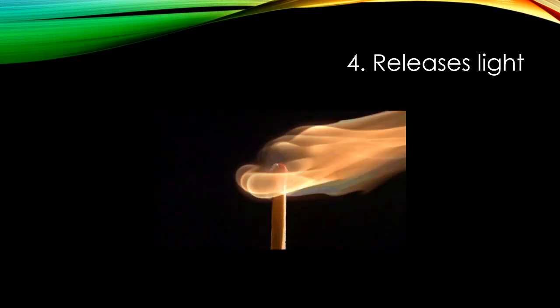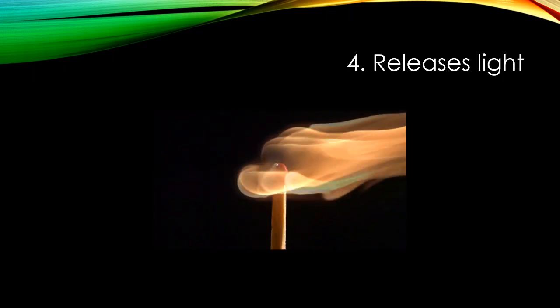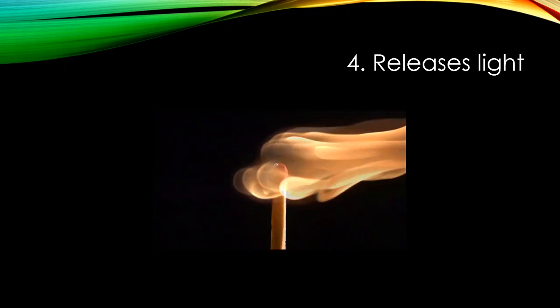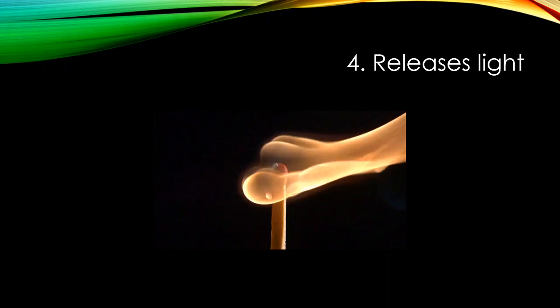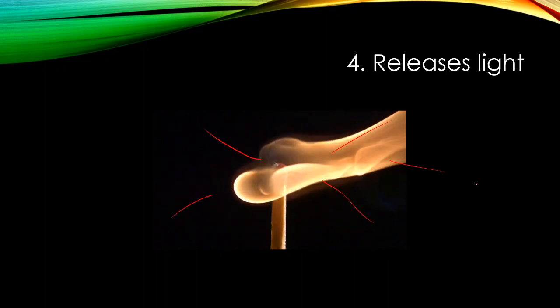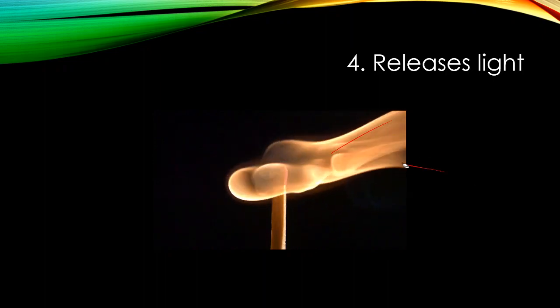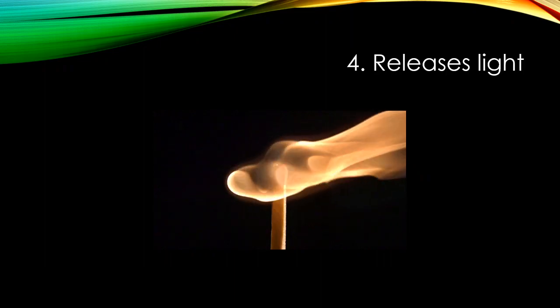Another way that we can know is whether something releases light. Things that release light are often chemical changes. The obvious example again is burning a match. This is a cool slow motion video of a matchstick being burnt and giving off all this fire. That fire is lighting up the area around it. It's very bright. It's creating new light. That means it's a chemical change.